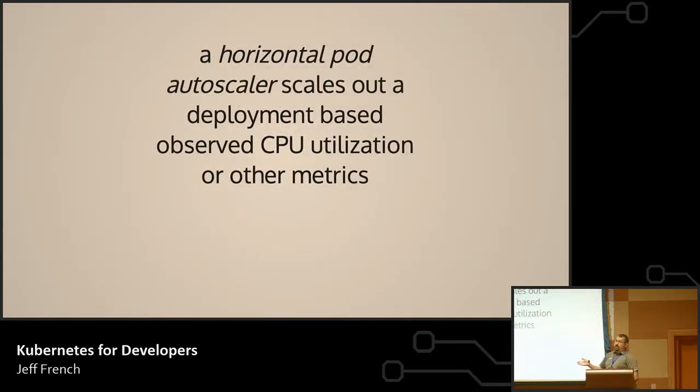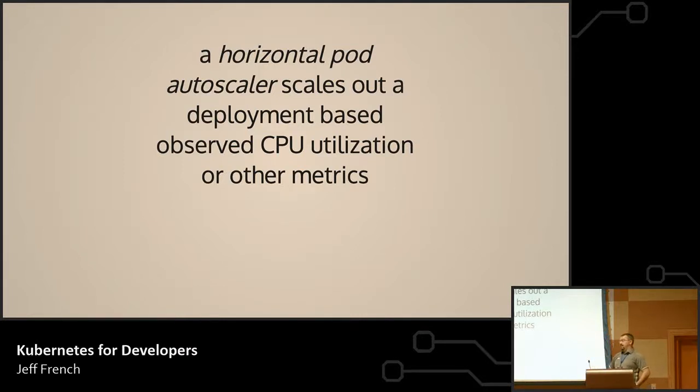So I promised we would get into scaling. Here we are. The horizontal pod autoscaler scales out a deployment based on observed CPU utilization or other metrics. CPU is probably the most common one. You could also do memory. You can also now do custom metrics with Prometheus and things like that, where you can define almost any metric or API you want it to hit, even external things, and based on the results of some API call, this horizontal pod autoscaler will handle scaling your pods horizontally.